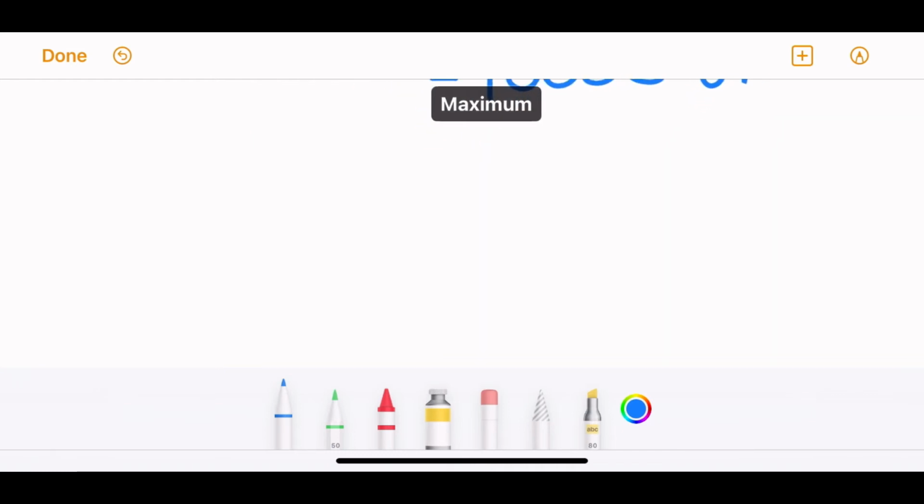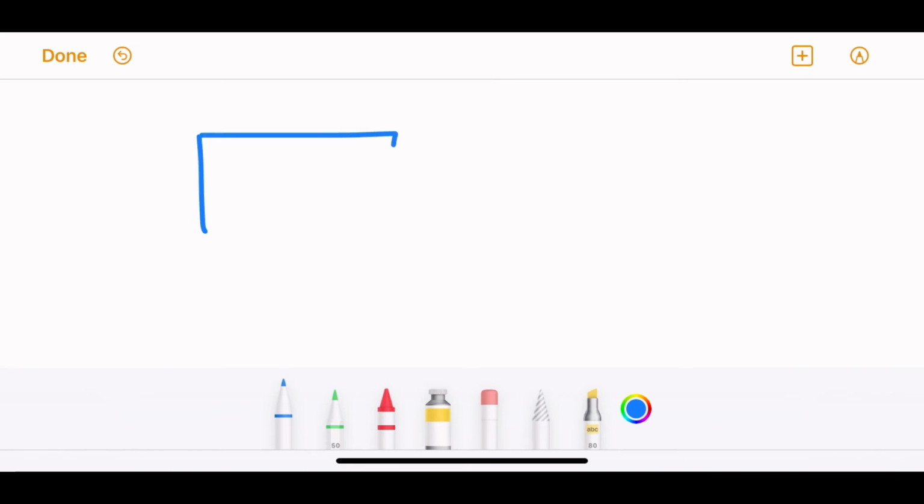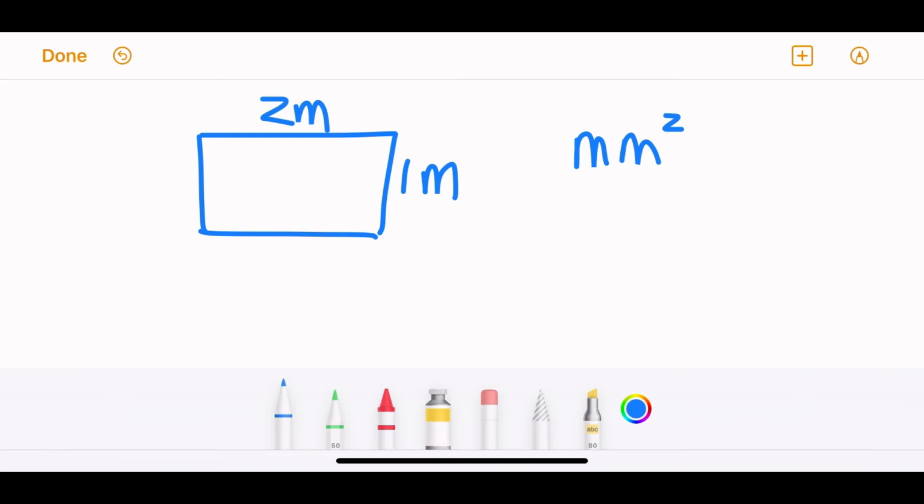Let's look at a real example, and I'm going to prove that to you. Let's assume we have a rectangle of length 2 meters and height 1 meter, and I want to find the area in millimeters squared. How am I going to do that? Well, the easiest way is to find the area first in meters squared and then convert this into millimeters squared. So let's do that. In meters squared, it would be 2 times 1, so it's 2 meters squared.